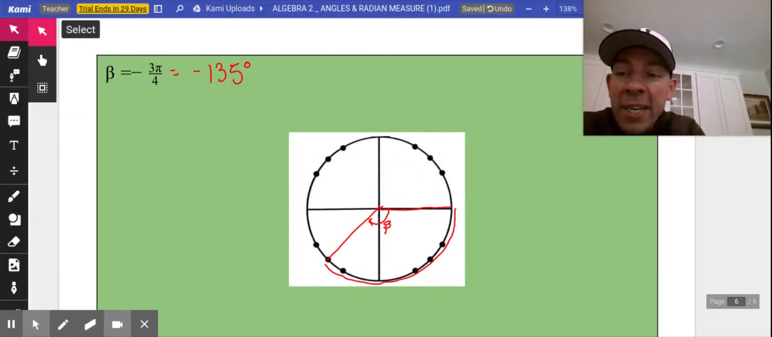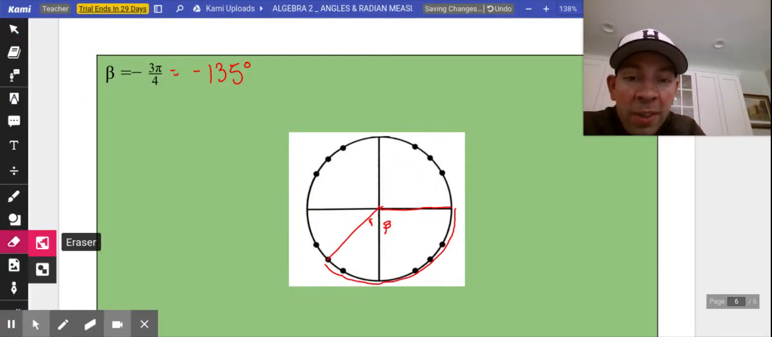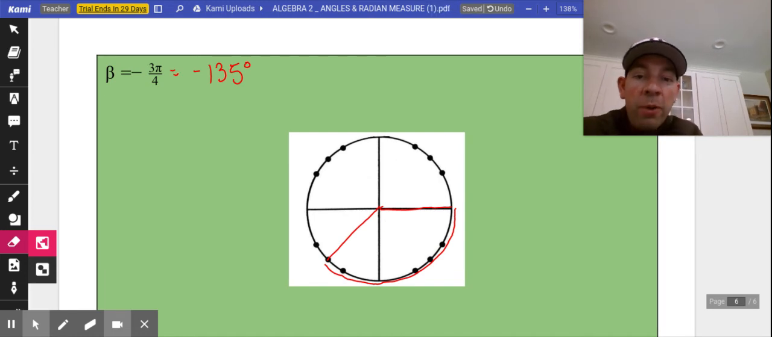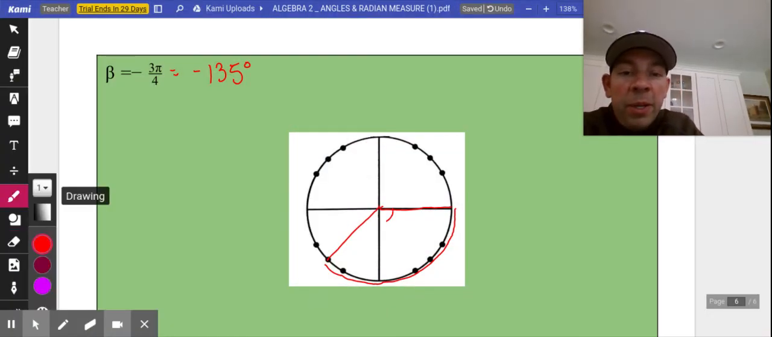All right. If I didn't draw this arrow right here, you wouldn't know. If you don't know whether I rotated clockwise or counterclockwise, I'm like, okay, it's 225. But once we throw in that arrow, we know it's negative 135.